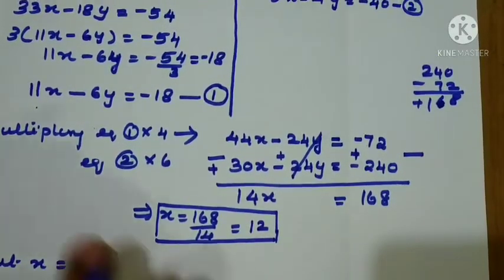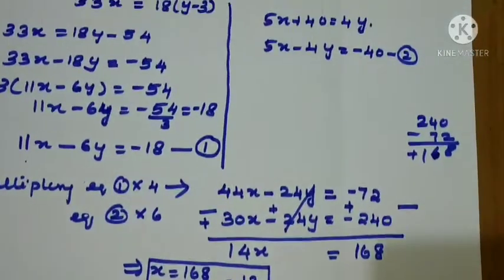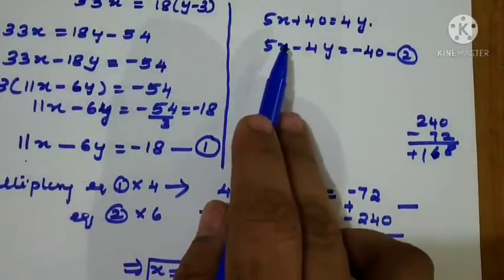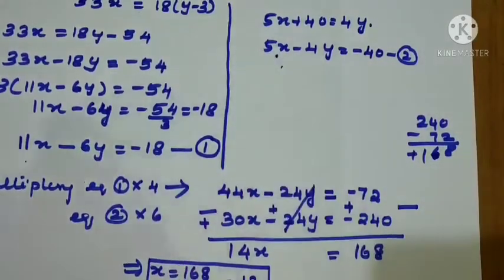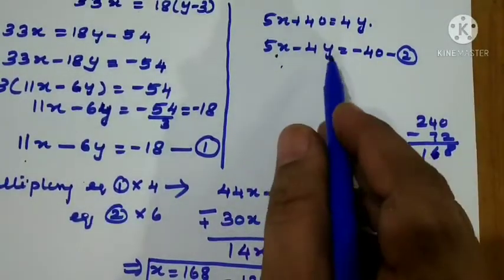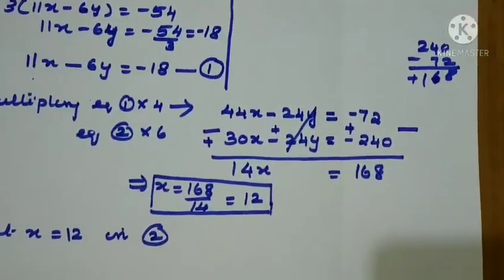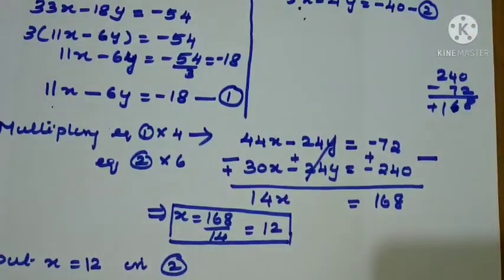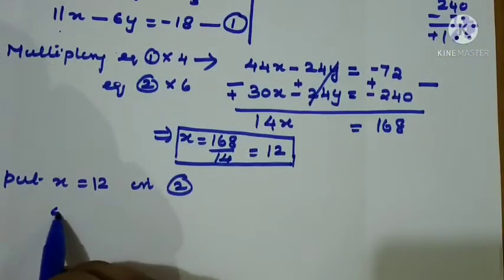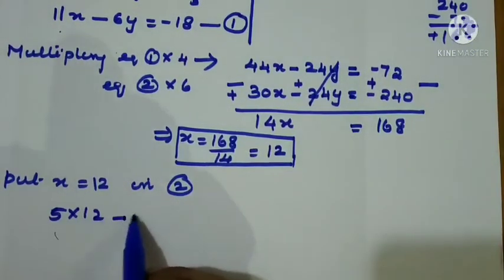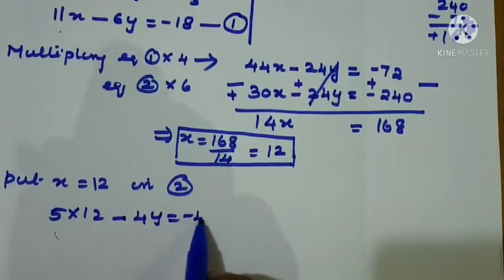See, 11x minus 6y is 18, and here what is the equation? 5x minus 4y equal to minus 40. So I am putting this in equation 2 only. So 5 into 12 minus 4 into y equal to minus 40. So let us see the solution now. Put x equal to 12 in equation 2. So 5 into 12 minus 4y equal to minus 40.